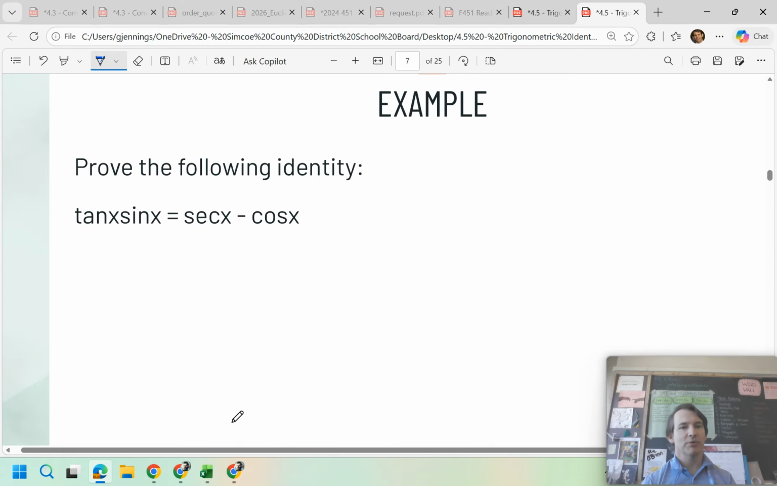Tan x sine x equals secant x minus cosine x. Ooh, we got some addition, subtraction on one side, and some multiplication on the other side. Interesting that these are purportedly the same things.